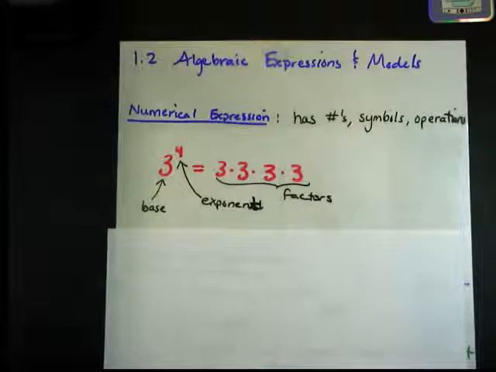Next we have base and exponent. This should be familiar to you. The base is the large number. The exponent's the number raised to the top right. If you were to expand a base and an exponent, you would write out the factors, the number of times the exponent tells you to. So 3 to the 4th means 3 is the base, and that you have 4 factors of 3.